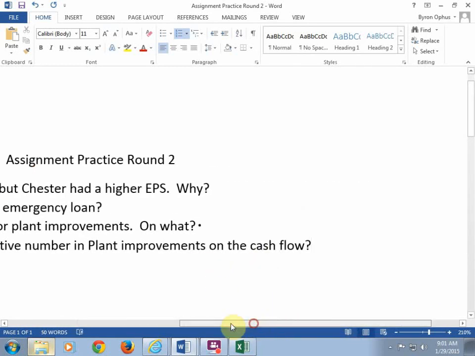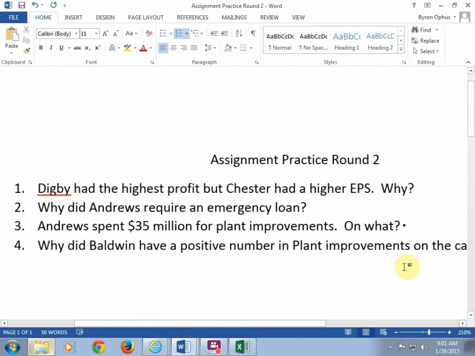Digby had the highest profit, but Chester had a higher EPS. Why? That one should be relatively simple, I would hope. Because so many people kind of whiffed on this same question for round 1, I just did it again. Why did Andrews require an emergency loan? Please take a look at the cash flow and give me all the reasons. Question 3: Andrews spent $35 million for plant improvements on what? Now I want you to dig in. This is one of those cases where you might have to go back and look at where they were in round 1 versus where they are in round 2. Try to be as complete as possible. Plant improvements could be in different areas. And question 4: why did Baldwin have a positive number in plant improvements on the cash flow, which we kind of talked about. Any questions about that assignment?